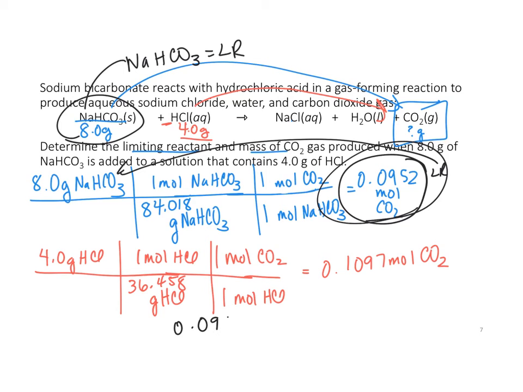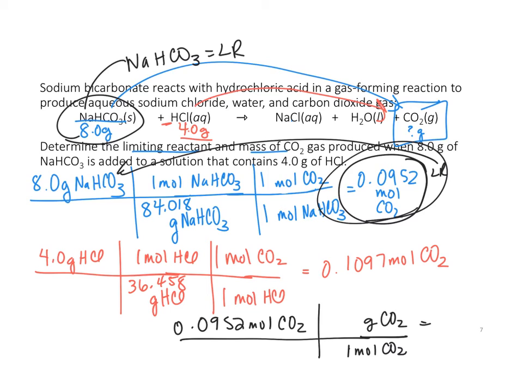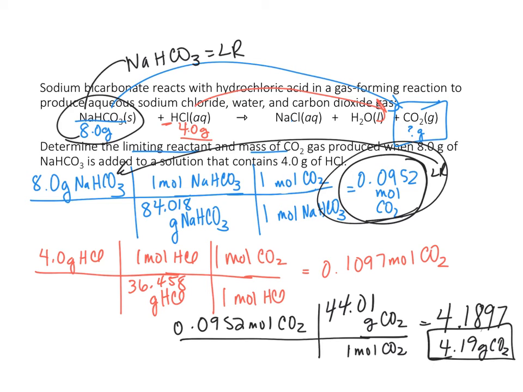So 0.0952 mole of CO2 is formed. And then we convert that: for 1 mole of CO2, how many grams do we have? 16 times 2 from the periodic table plus 12.01, that's 44.01 grams times 0.0952. So we make 4.1897, 4.19 grams of CO2 is formed in this reaction with those amounts.